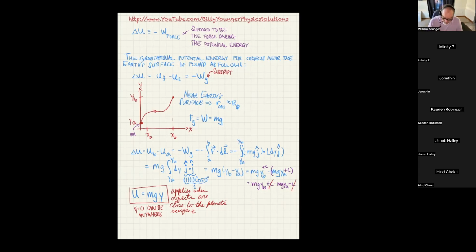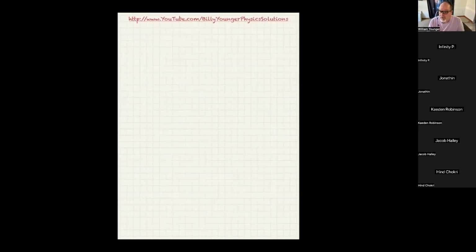Okay, so if we look back at what we had for our spring, for instance, let's do this. Let's imagine that we had a wall right here. There's our wall. And let's imagine that we had a spring like this. And let's say this is the equilibrium position for the spring with a mass on it.